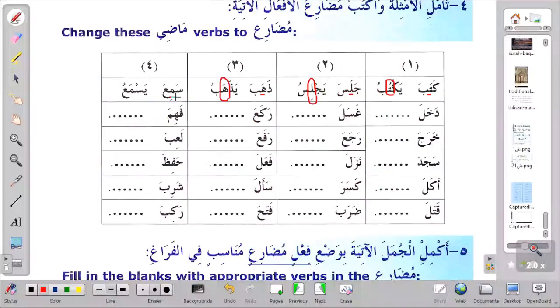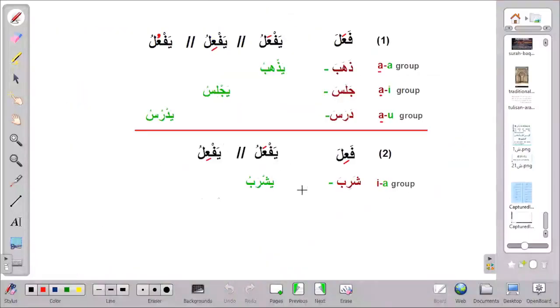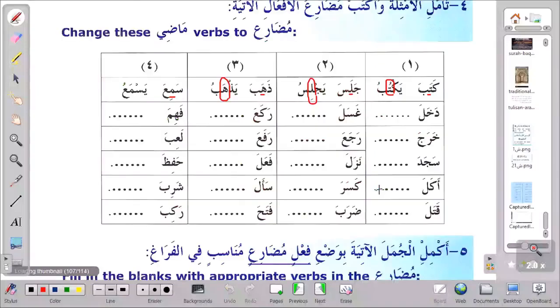When the middle is having kasra, sami'a. Okay, so it is here. You see, the I stands for kasra, A stands for fatha, U stands for dhamma. Right? Then yasma'u, that's the 4th one we'll be looking at. So let's complete this table. Okay. Dakhala is going to be what? Yadkhulu. So this is going to come on this pattern.